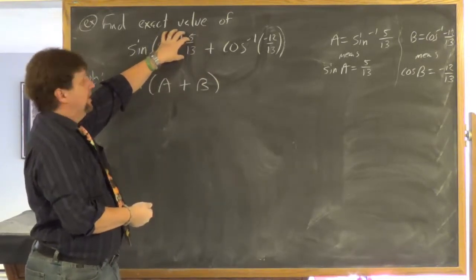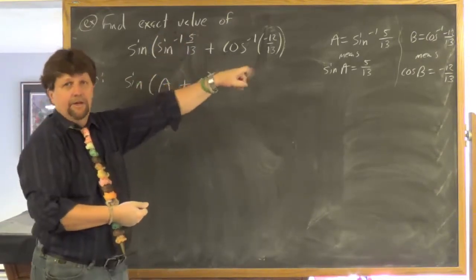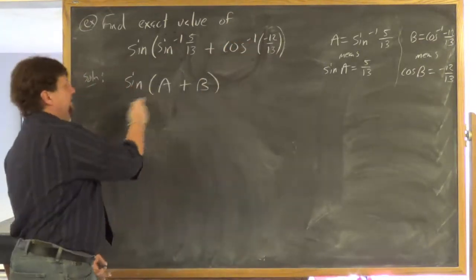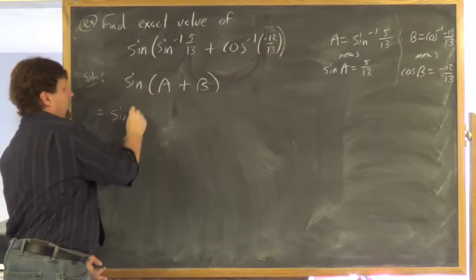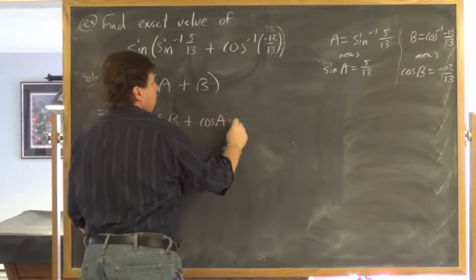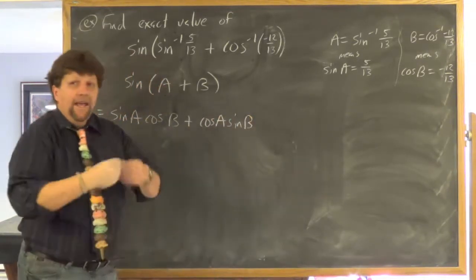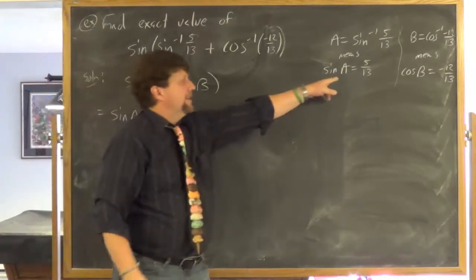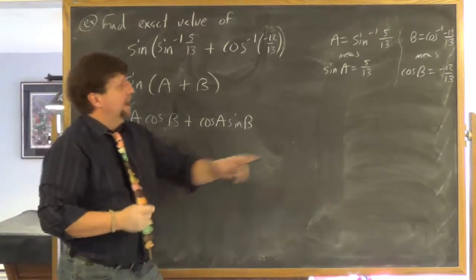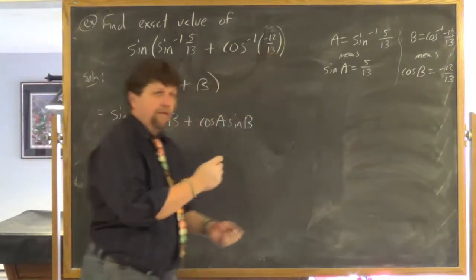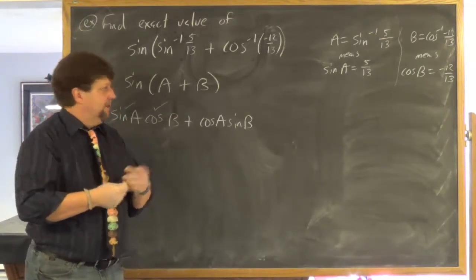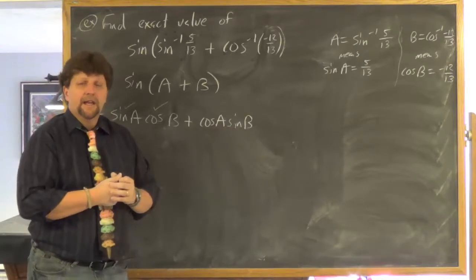I called that angle A, I have it written over there. I called this angle B, I have it written over there. I know an identity for the sine of A plus B. It's the sine of A times cosine B plus cosine of A times sine of B. And I already know that the sine of A is 5/13, and cosine of B is negative 12/13. All that's left for me to do is to determine cosine of A and sine of B.